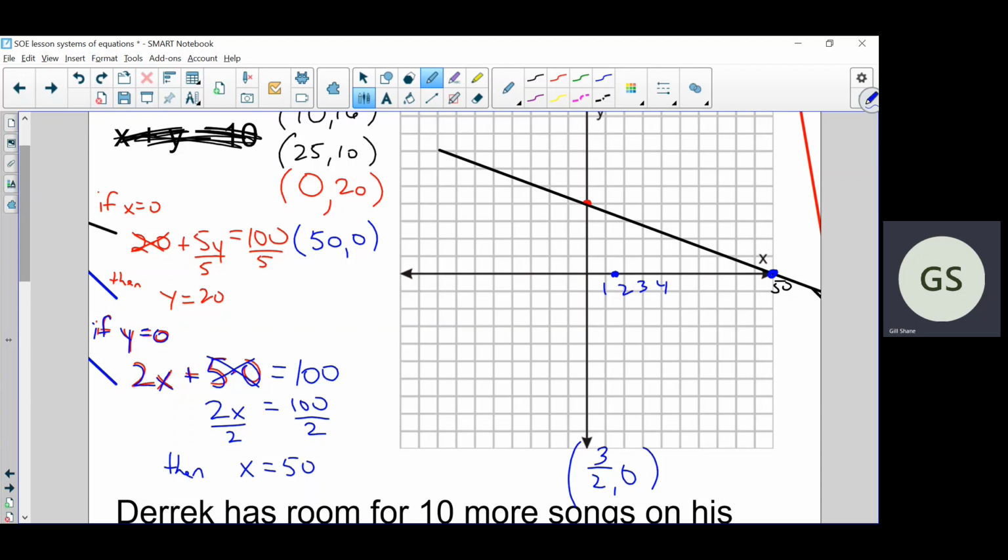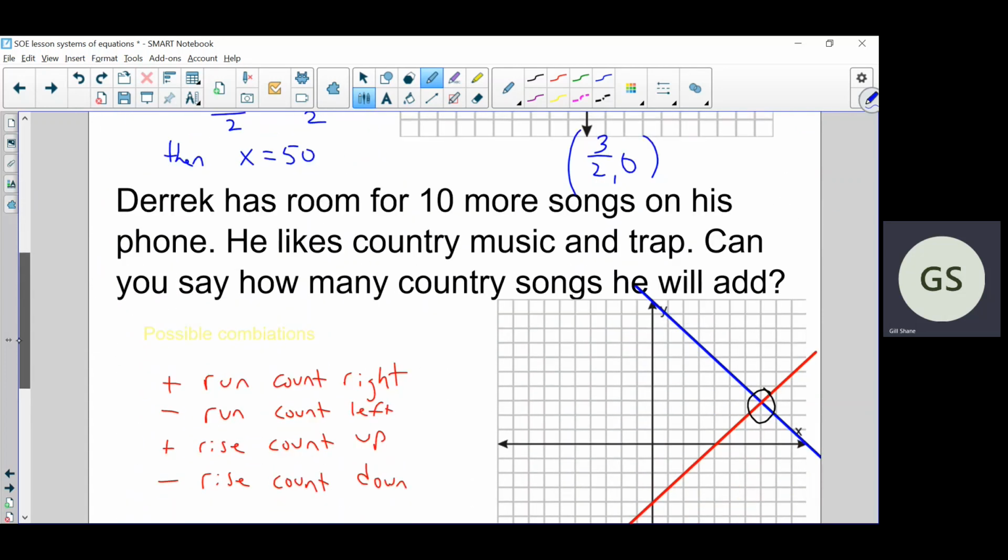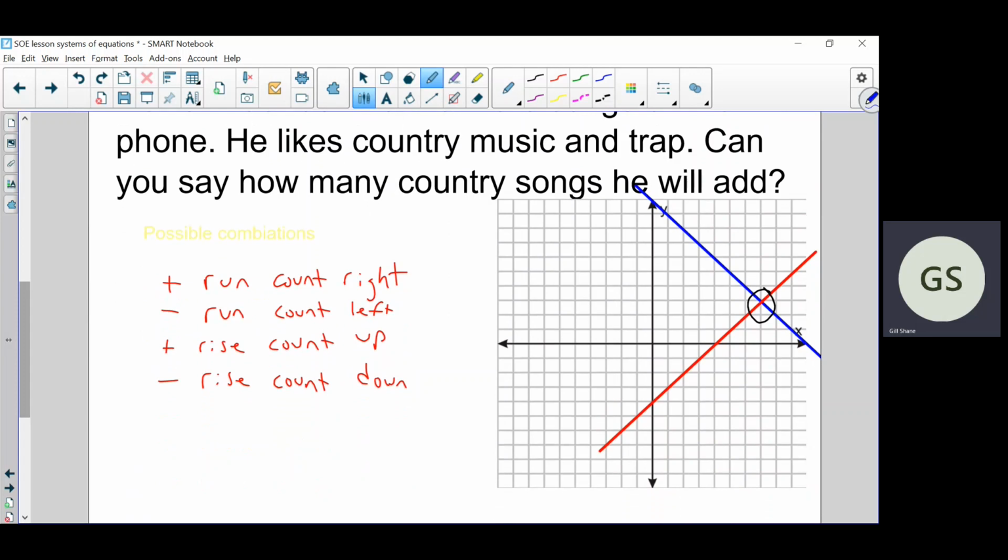If you want to copy this down, once you have done your y-intercept, and then you turn your slope into a fraction, this is what you do after that. This kind of summarizes steps 4 and 5 on the yellow sheet. If it's a positive run, so the bottom number is positive, you count right. If it's a negative run, you count left. If it's a positive rise, you count up. If it's a negative rise, you count down.